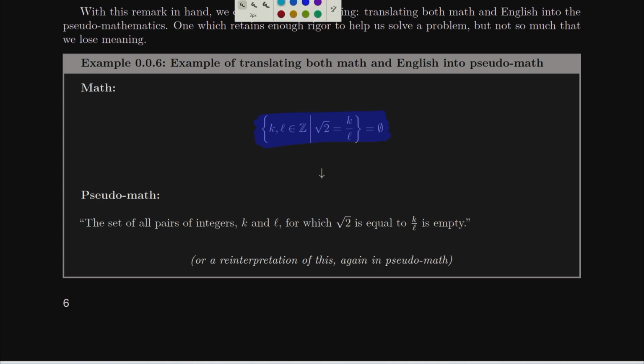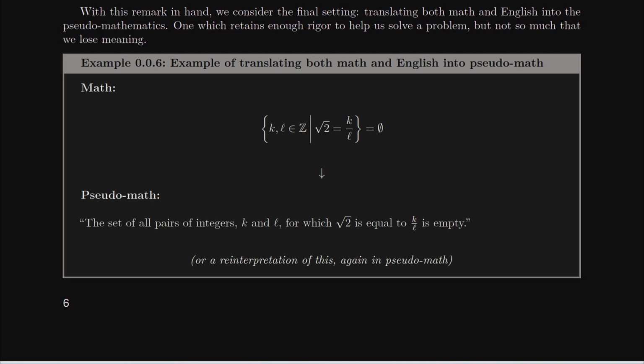What this is saying, these curly brackets mean a set, so a collection of mathematical objects. We've got k's and l's in the integers, so positive or negative whole numbers, such that, it's a vertical bar there, that root 2 equals k divided by l. And I'm claiming that this set, so the set of integers which satisfies this property, is equal to that 0 with a slash through it. That's called an empty set, meaning it's empty.